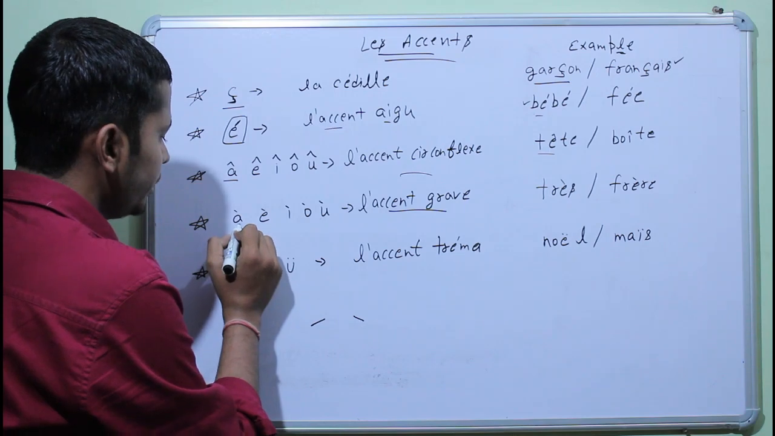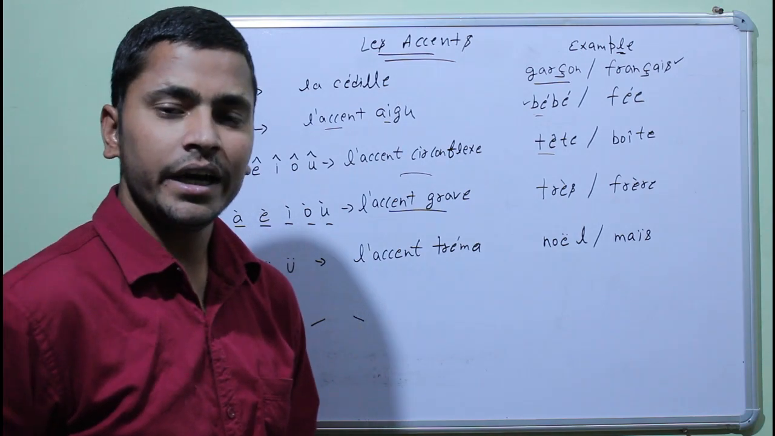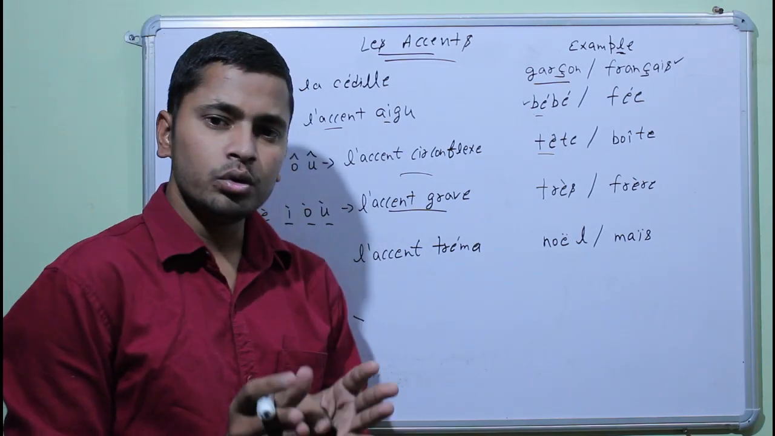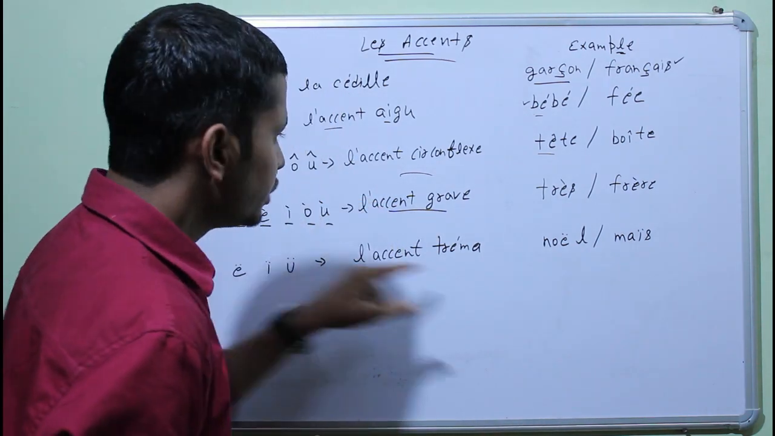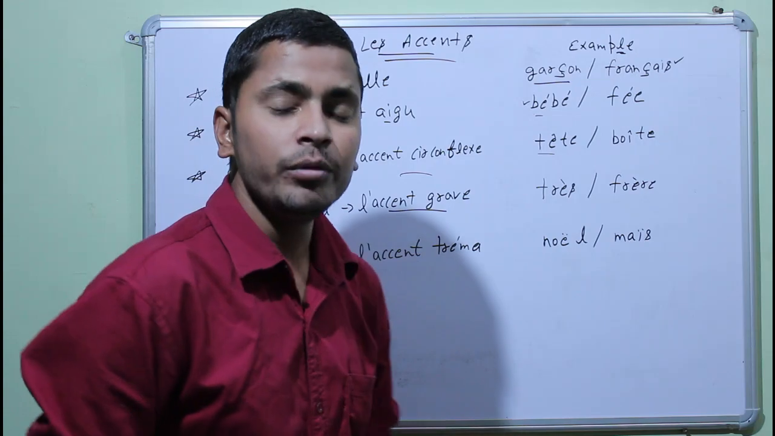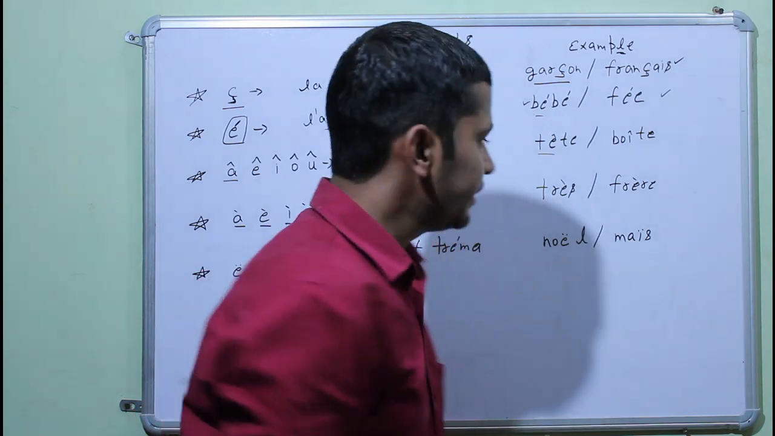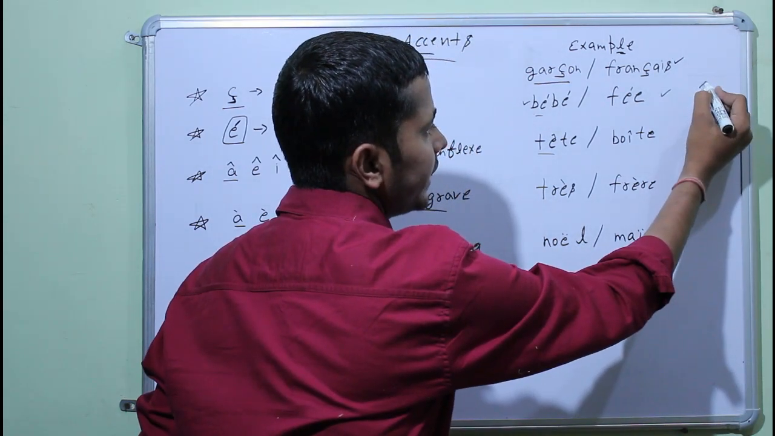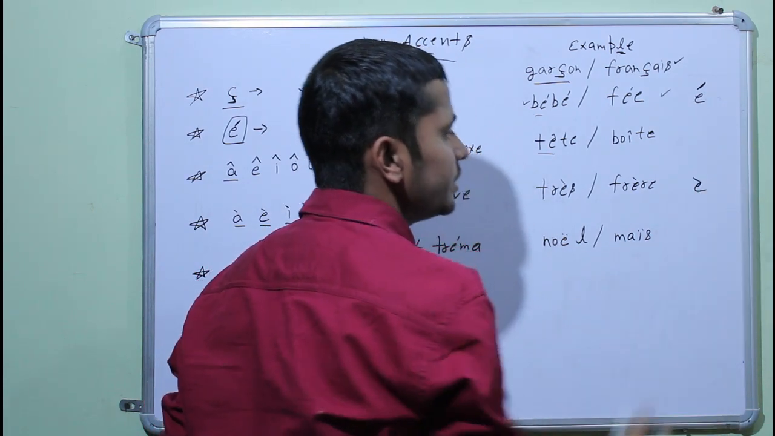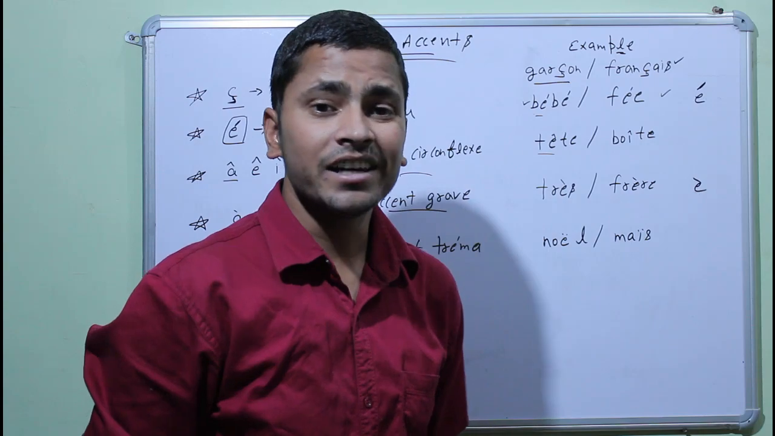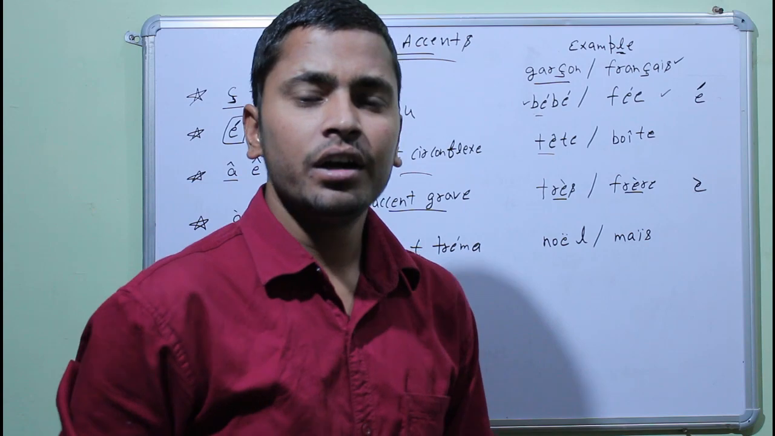So how to use it? It is used upon A, E, I, O, U. And I'll tell you how the meaning also changes when we use the accents. For example, très. With the aigu it was "ay", and when we use this accent, it becomes "eh". So très or faire.